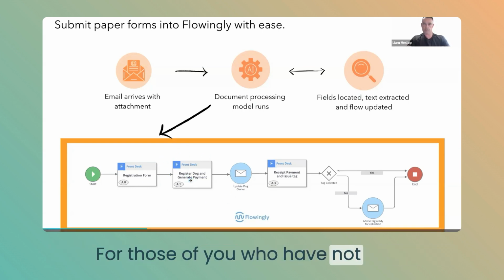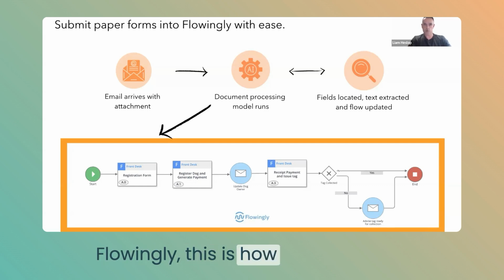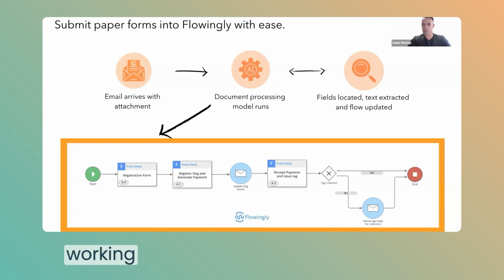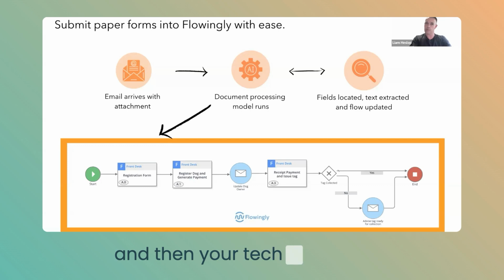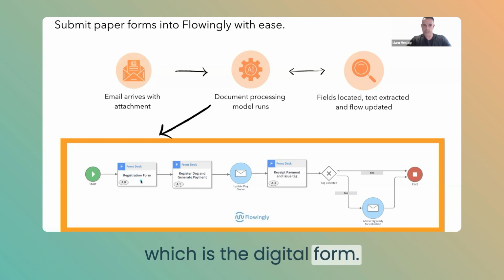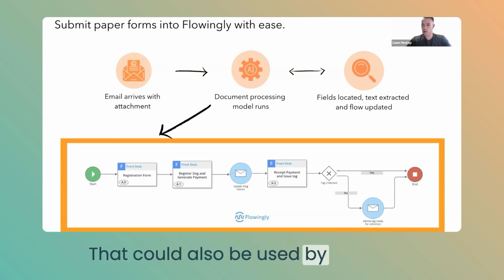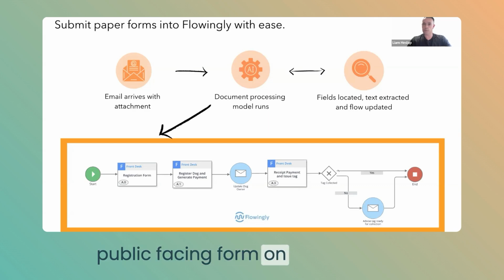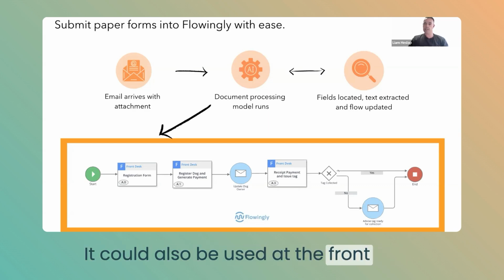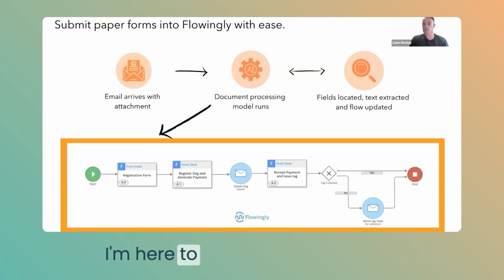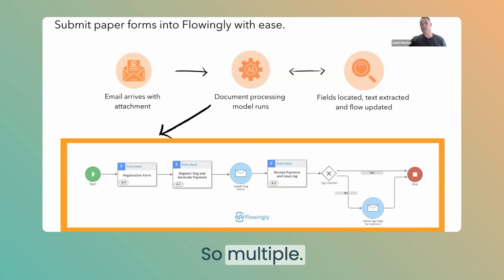For those of you who've not seen Flowingly, this is how you draw your processes, and this is the technology working. Once you've drawn it, it is working. So this is not like a diagram and then your tech is separate. This is it. So we've drawn a step which is the digital form, and that's now going to be filled in by AI. That could also be used by itself as a public facing form on your website. It could also be used at the front desk. If somebody arrives and says, hey, I'm here to register my dog in this use case, you can fill the form in live. So multiple.